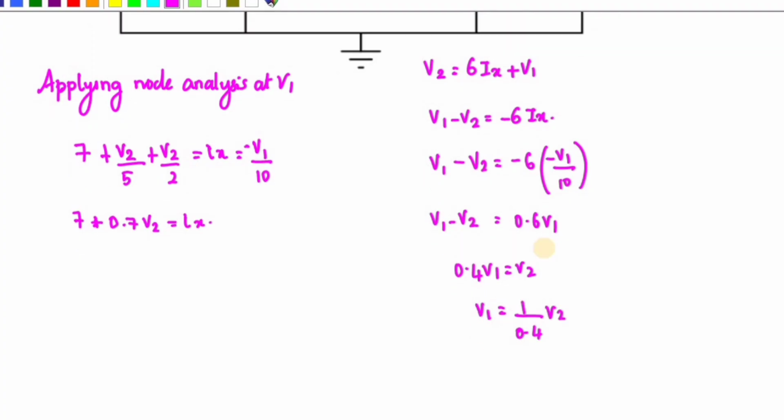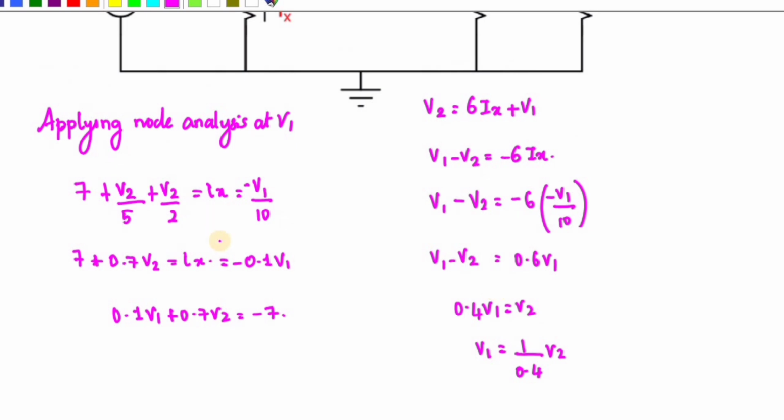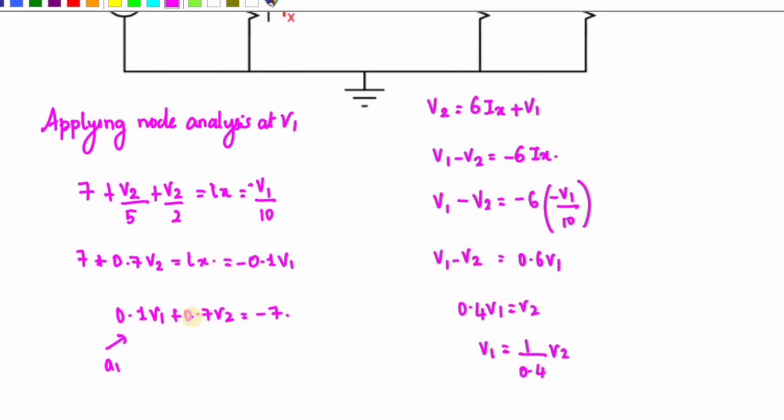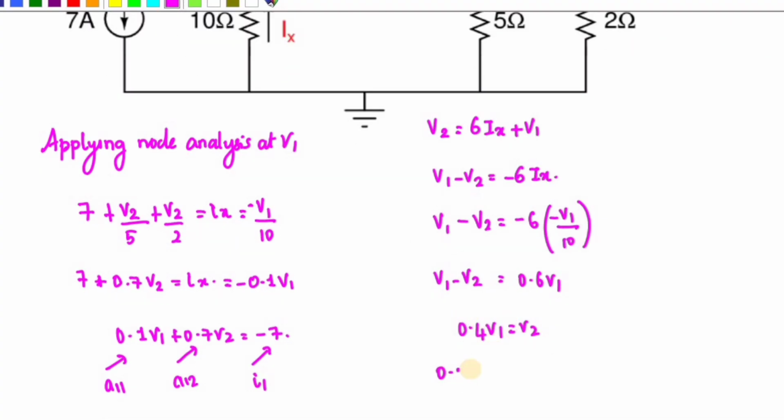Right? So let me come to applying the nodal analysis at V1. So this is equal to minus 0.1 V1. So I can write 0.1 V1 plus 0.7 V2 is equal to minus 7. So this is your A11, this is your A12 and this is your I1. In a similar way, from this equation, 0.4 V1 minus V2 is equal to 0, so this is your A21, this is your A22 and this is your I2.